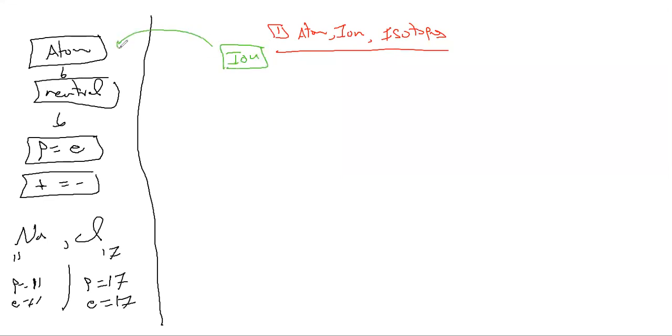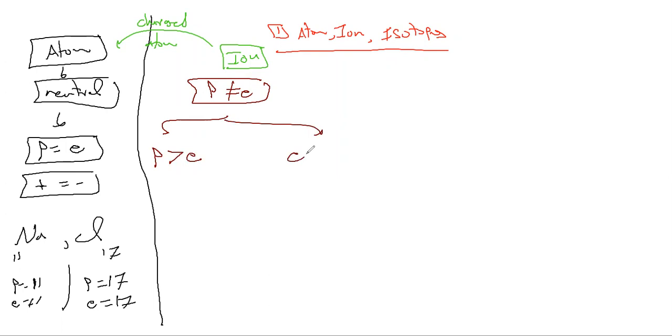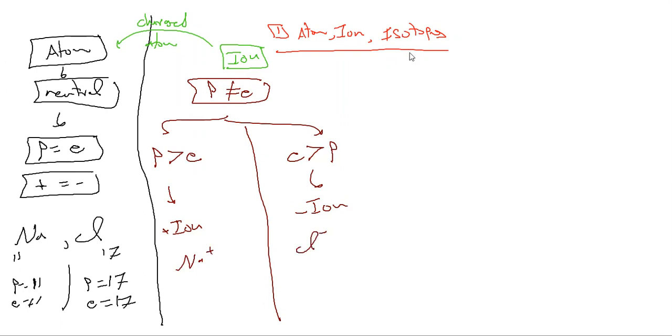An ion is a charged atom. A charged atom means an atom after losing or gaining electrons. In case of ion, protons are not equal to electrons. Maybe protons are greater than electrons, which means a positive ion, or electrons are greater than protons, which means a negative ion. Like Na positive: protons equal 11, while electrons equal 10. In case of negative ion Cl, protons equal 17, while electrons equal 18.